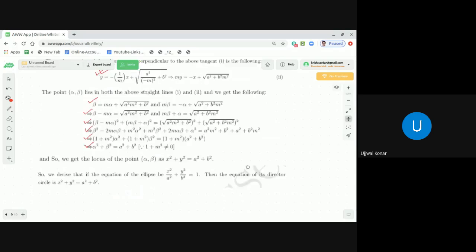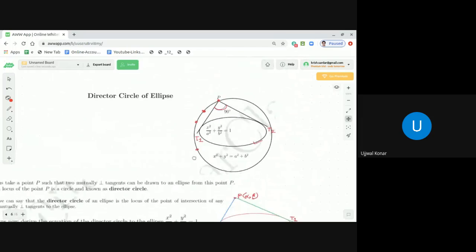So now, dear students, if I take you back to the corresponding diagram, if this particular ellipse equation is x square by a square plus y square by b square is equal to 1, then the corresponding director circle, this is the director circle, its equation will be x square plus y square is equal to a square plus b square. Okay, remember this always, dear students.